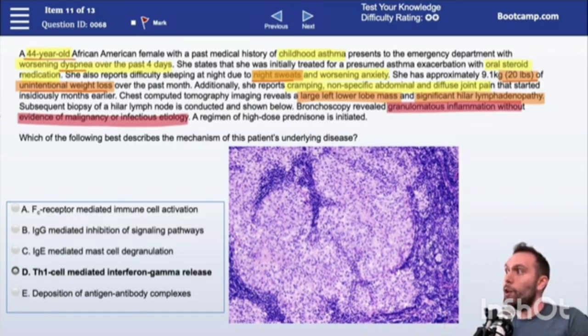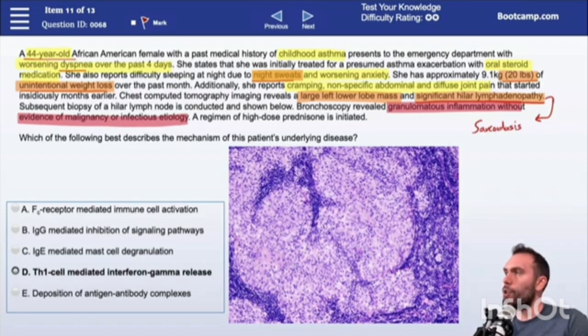Now, the fact that we know there is no evidence of malignancy here, what's going on with this patient? When you look at the question, there was one line that gave things away a little bit: significant hilar lymphadenopathy. When you see hilar lymphadenopathy in general, especially for a Step 1 or Level 1 exam, lung cancer is definitely something we're concerned about in this patient. But usually when they use this kind of terminology, they're talking about sarcoidosis.